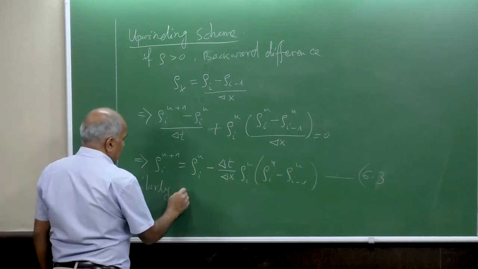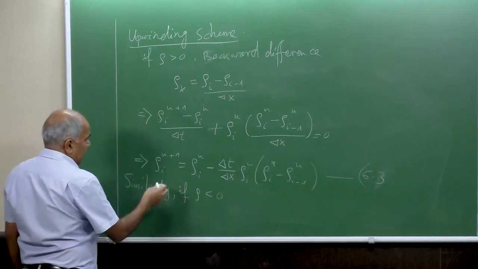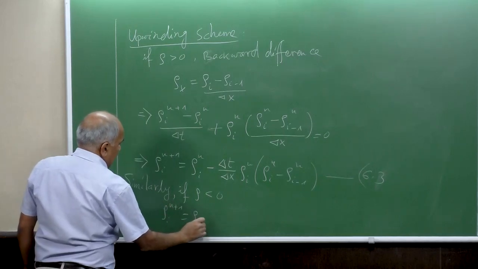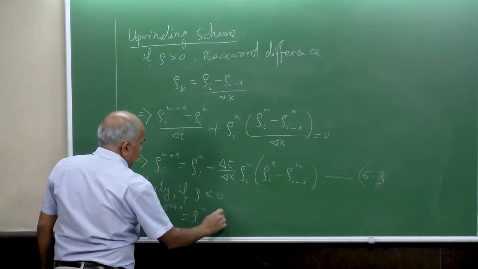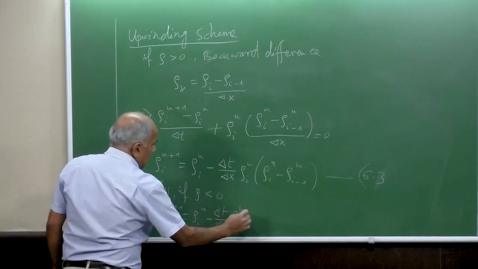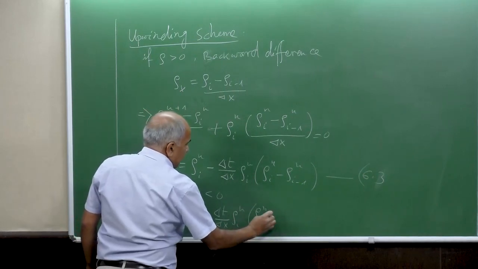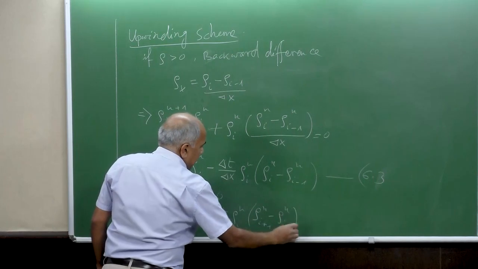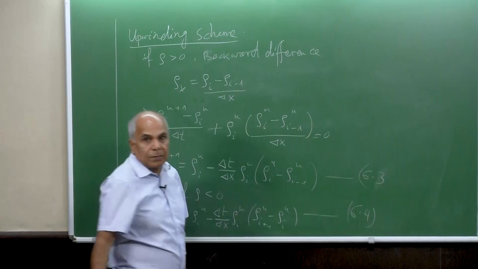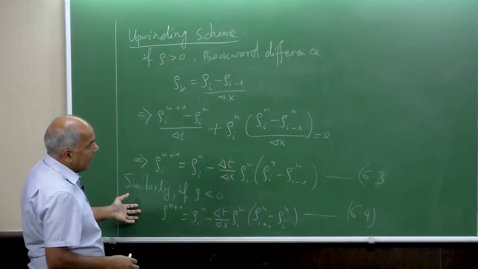Similarly, if rho is negative, then rho of i n plus 1 is rho of i n minus delta t by delta x rho of i n. Now we have the forward difference, rho of i plus 1 n minus rho of i n. So this is called 6.4. And now we try to implement this.